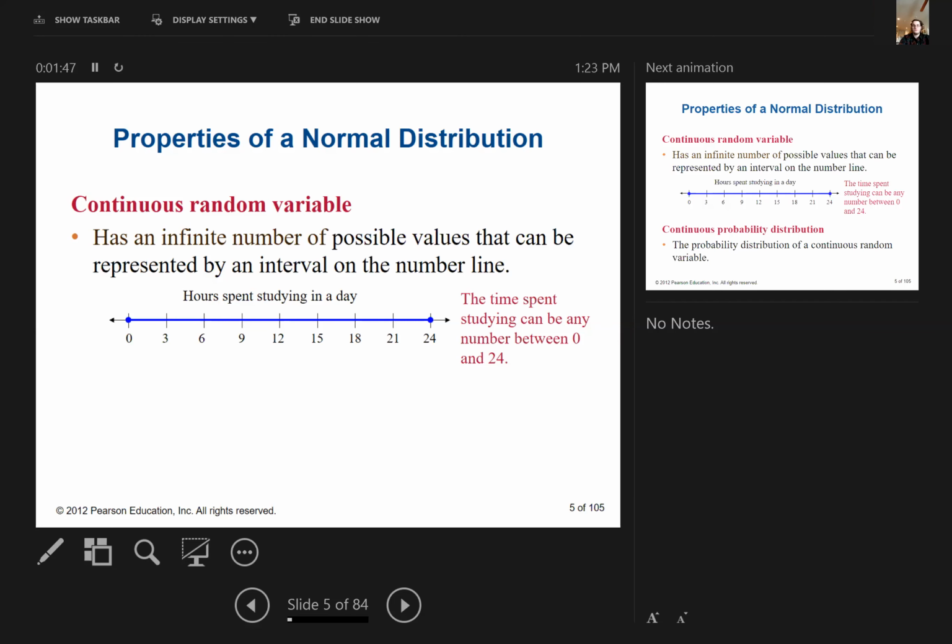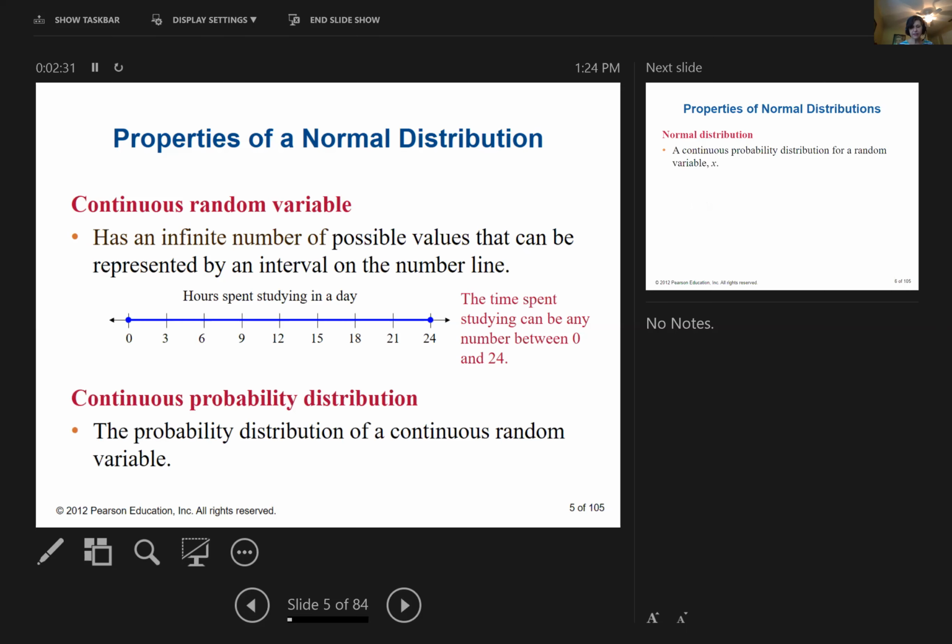Continuous. It would be continuous, because that's not a countable number, because there's all kinds of in-between values between 1 hour and 2 hours. So where binomial distributions are for data that's discrete, we're going to now shift gears and look at when data is continuous. That's going to give us a normal distribution, that bell-shaped curve that we talked about before. So when it's continuous, we know there's an infinite number of possible values that can be represented on a number line.